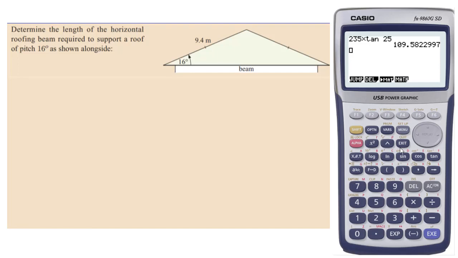Is there anything that can help us a lot? And actually, what are we looking for? So we're looking for the length of the horizontal roofing beams. So what we want is this whole length here. So that is our X. Okay, now we're definitely not going to be able to go immediately to it.